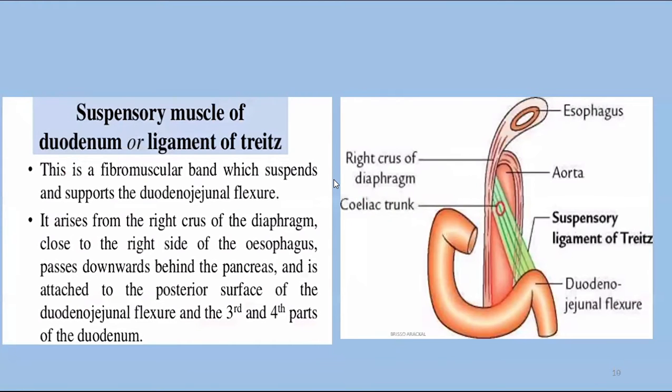Now, let me mention this important structure, the ligament of Treitz. It is the structure that holds the duodenojejunal flexure. The connection between the duodenum and the jejunum is held in place by a ligament, the ligament of Treitz. This image is a sagittal view, if you view it from the side. This is the ligament which connects the duodenojejunal flexure to the diaphragm, so it holds it in place.